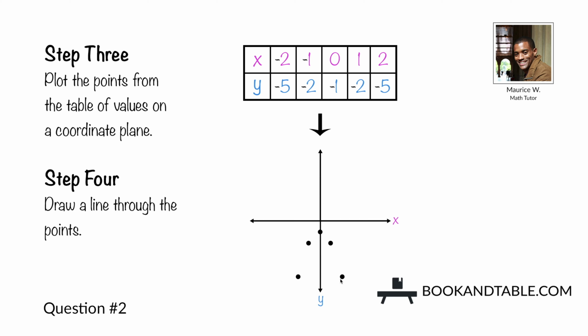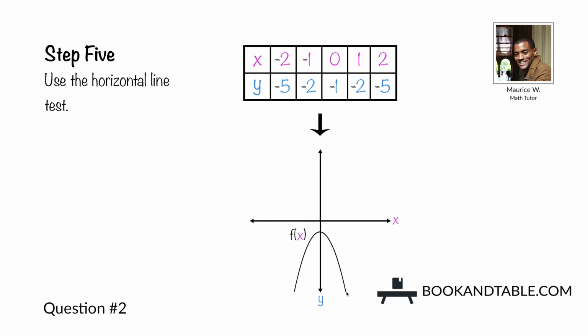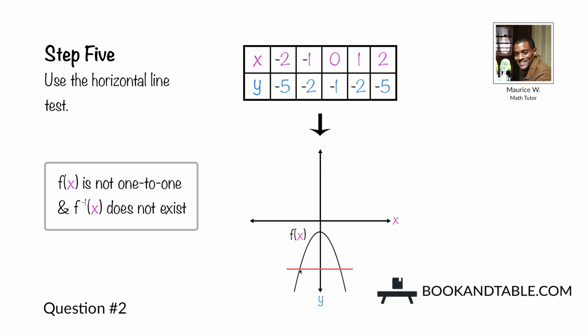And if we draw a line through these points, we can sketch f(x). And now that we have f(x) sketched, we can use a horizontal line to determine if f(x) is 1 to 1. Since a horizontal line can cross the function here and here, that means it is not 1 to 1. And since f(x) is not 1 to 1, we know the inverse does not exist.